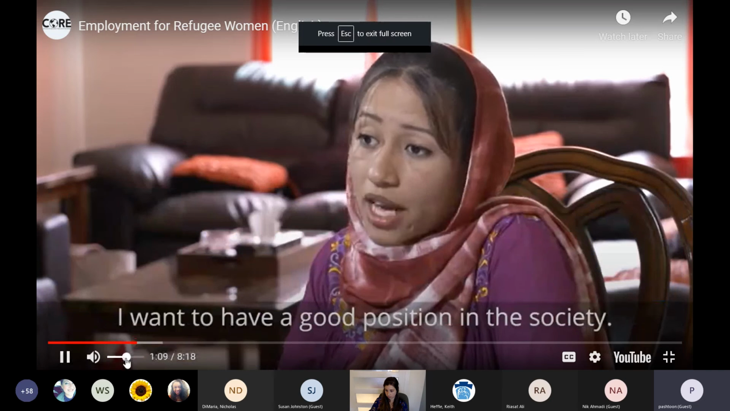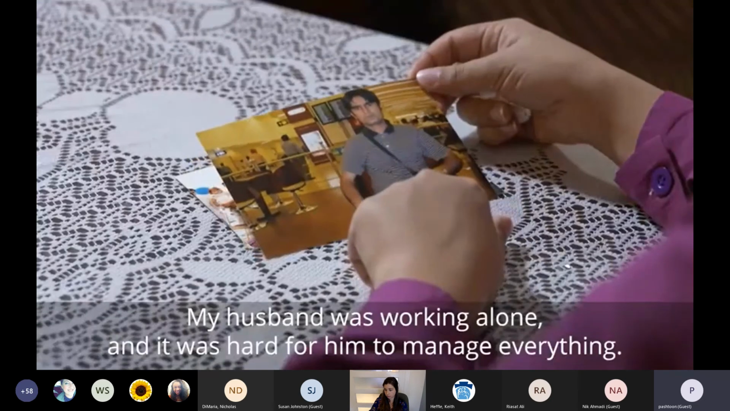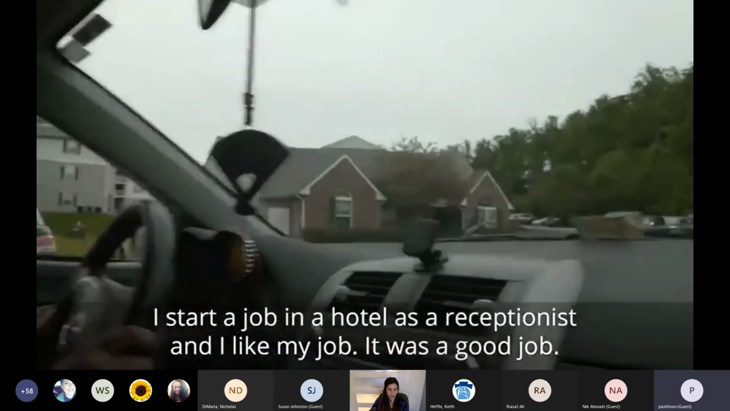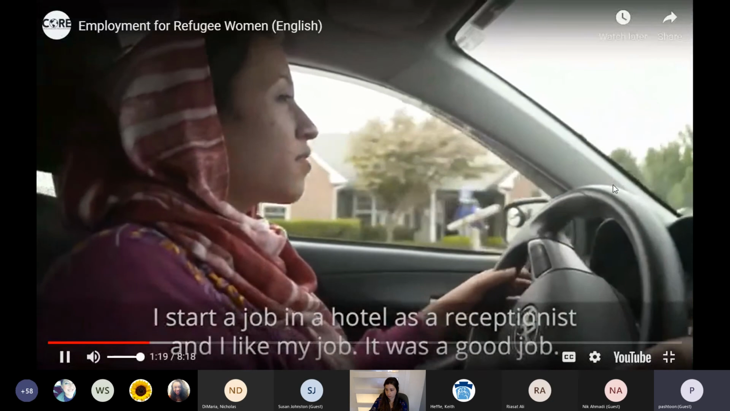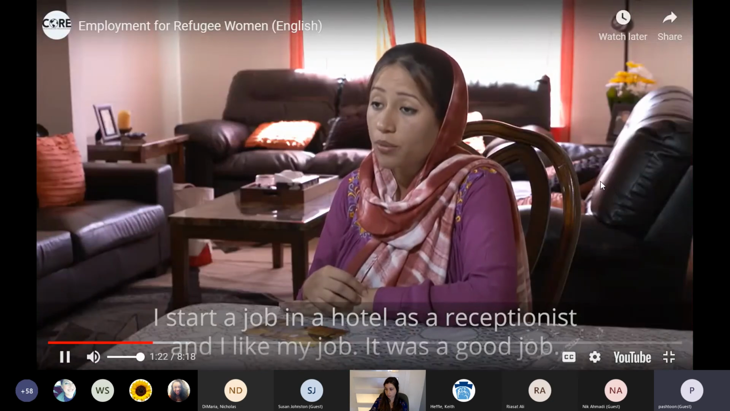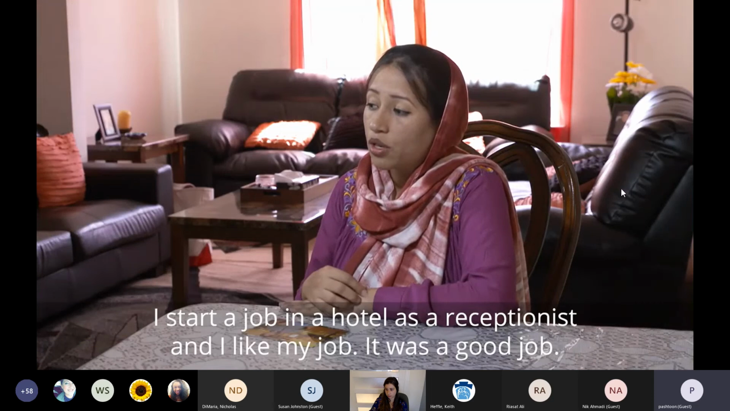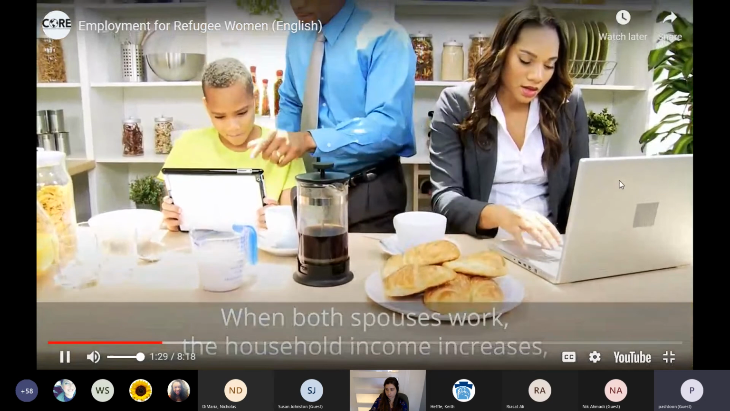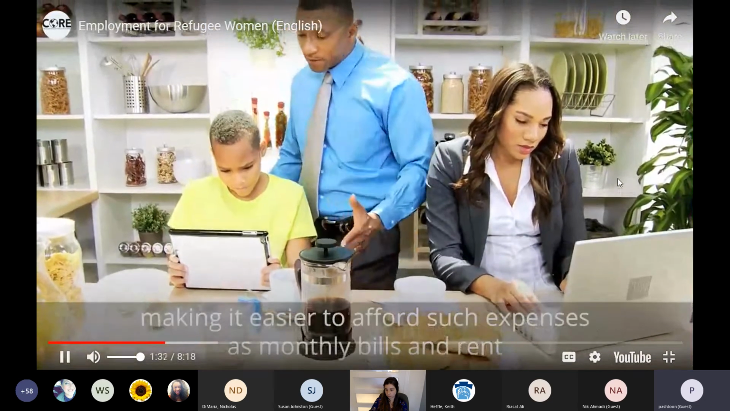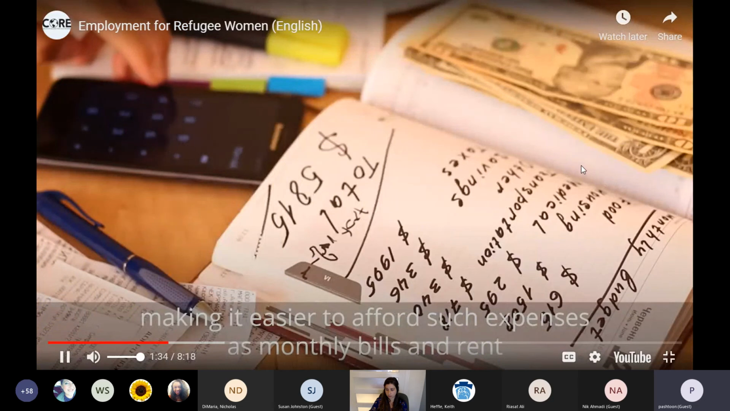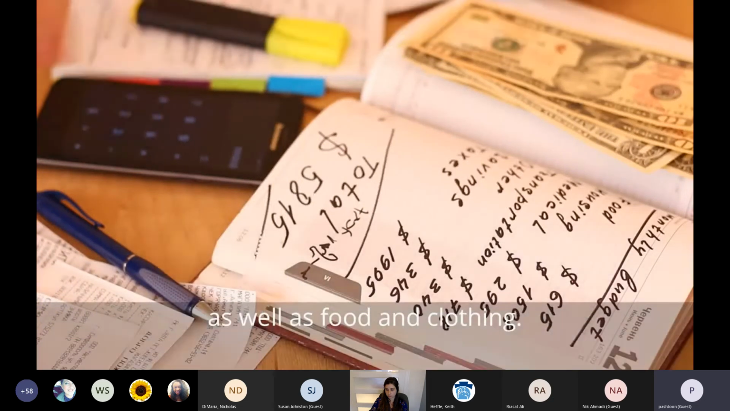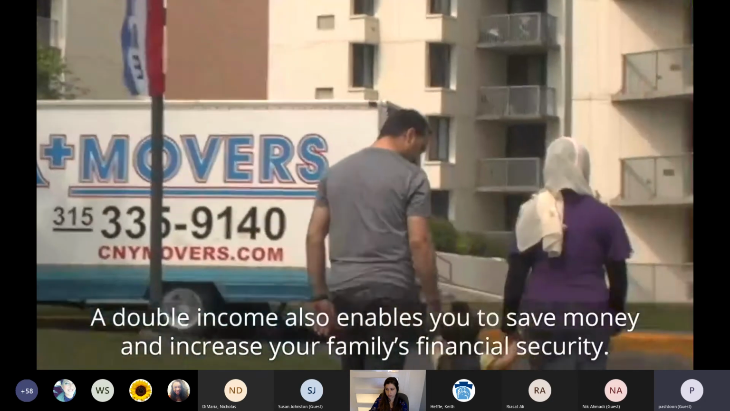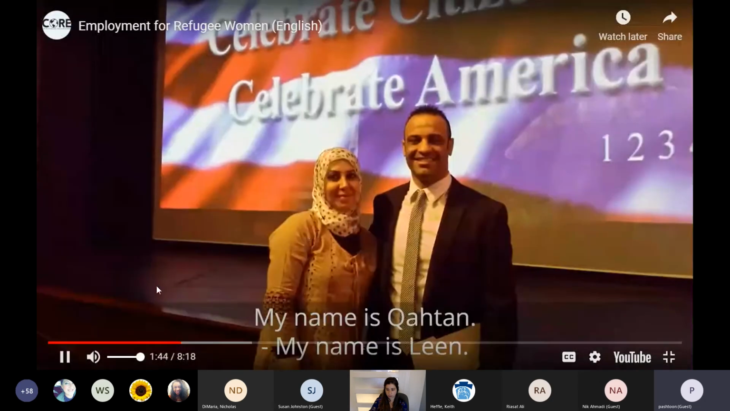The position in the society. My husband was working alone, and it was hard for him to manage everything. I started a job in a hotel as a receptionist, and I liked my job. It was a good job. Now we are happy here. When both spouses work, the household income increases, making it easier to afford such expenses as monthly bills and rent, as well as food and clothing. A double income also enables you to save money and increase your family's financial security. My name is Katam.